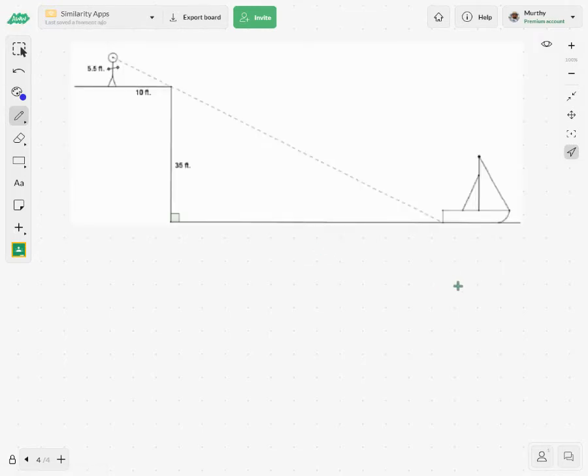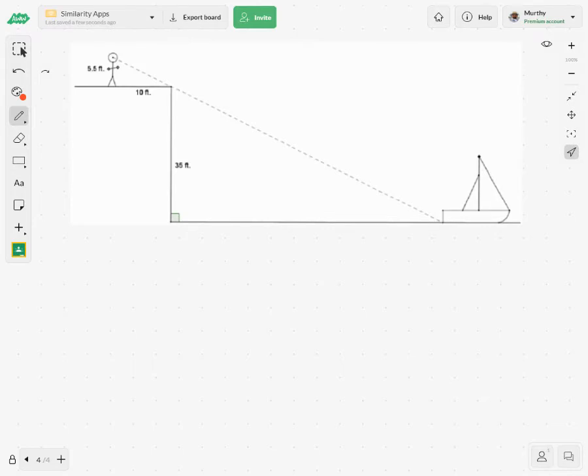I see a person standing on a tall building. He noticed that a ship is approaching the building. The height of the person is given here, 5.5 feet, and the shadow of the person is given. The height of the building is given, and the question is: what is the distance between the boat and the building? That's the question.